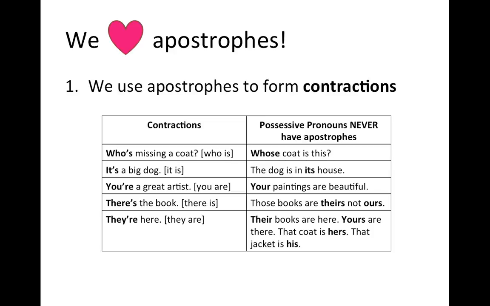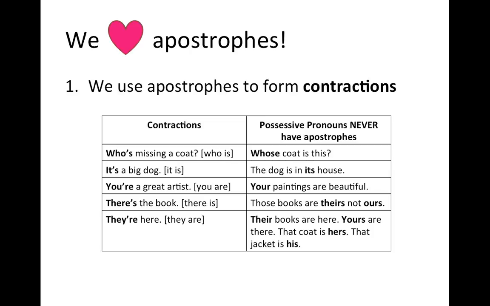Something that you want to remember is that possessive pronouns do not have apostrophes. So if you are referring to the owner of the coat, whose coat is this, you would not use an apostrophe in that. You do not want it to say, who is coat is this. Same thing, we often confuse its I-T-S with its I-T apostrophe S. If you're showing possession, you do not use apostrophe in its. So the dog is in its house, does not need an apostrophe.